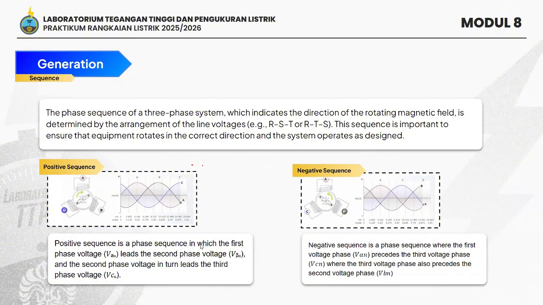Positive sequence is a phase sequence in which the first phase voltage leads the second phase voltage, and the second phase voltage in turn leads the third phase voltage VC. Negative sequence is a phase sequence where the first voltage VA precedes the third voltage VC, where the third phase voltage also precedes the second voltage VB.